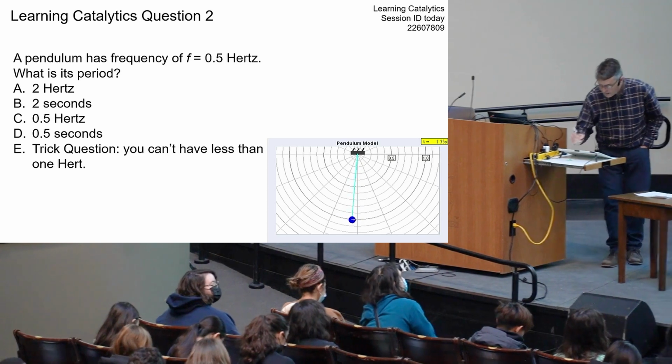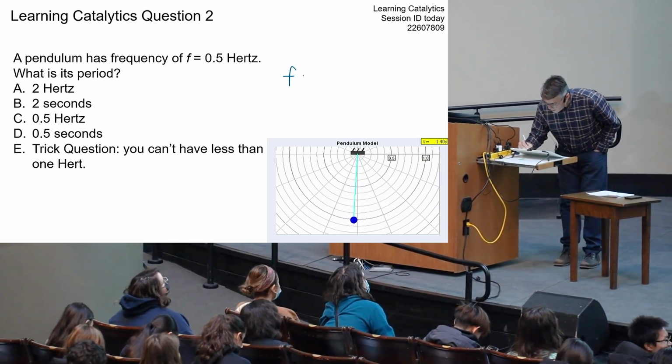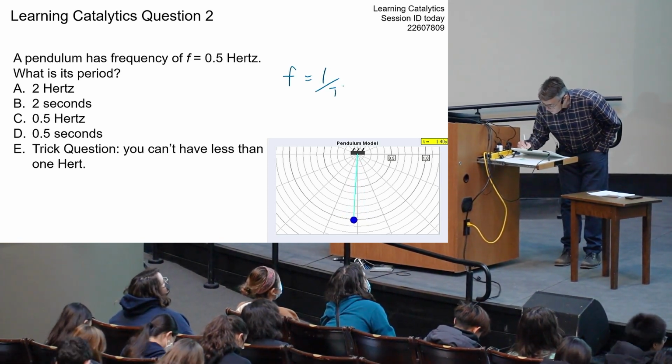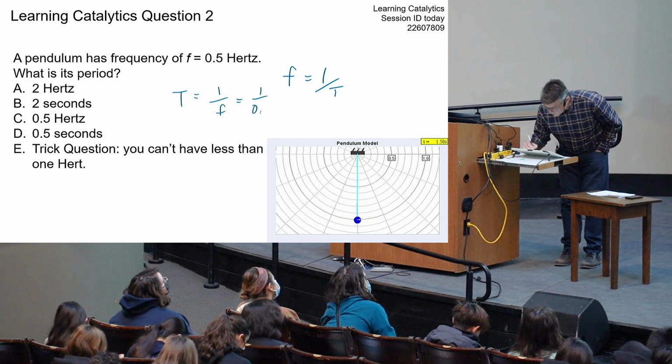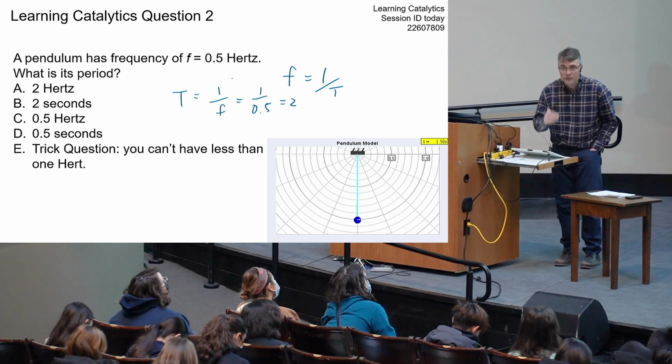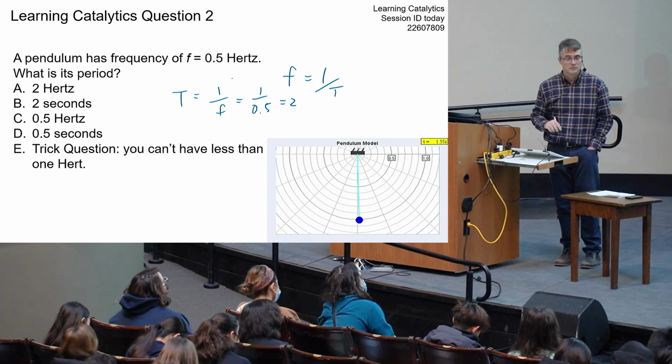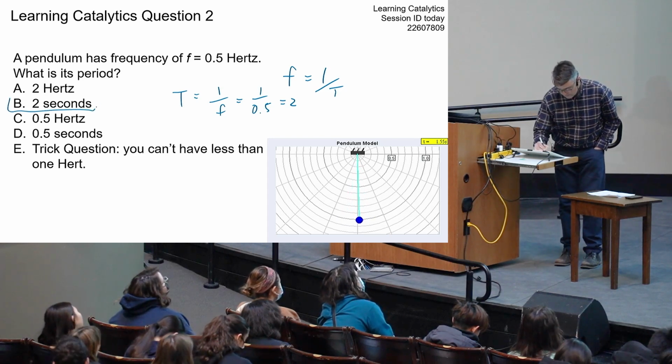And the way to do it is just use that frequency. Frequency equals 1 over period, so period is equal to 1 over frequency. And 1 divided by 0.5 is equal to 2. And don't forget the seconds as the SI unit. So B.